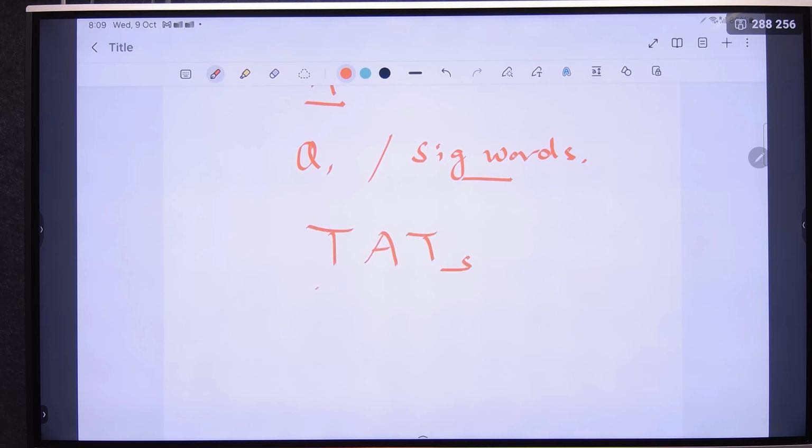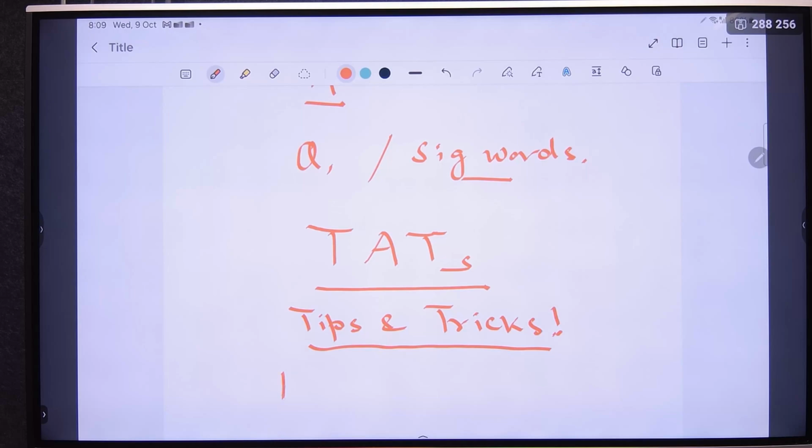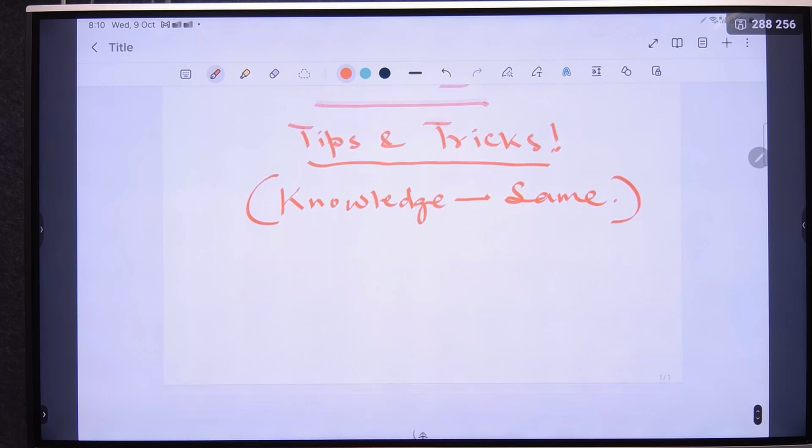So there are going to be some more, I would like to call them TATs. So what is this acronym? These are some tips and tricks. क्योंकि इसके बिना आपका जो competitive edge है वो आपको नहीं मिल सकता unless you know them, because the knowledge level is almost the same for all the aspirants, क्योंकि आप सब ने पढ़ाई की होती है महीनों महीनों से.